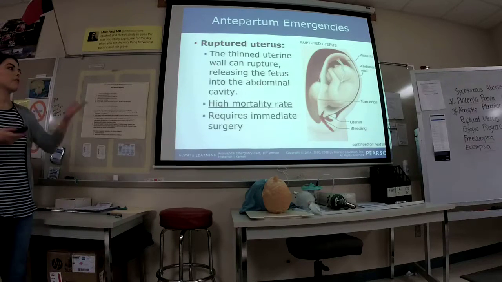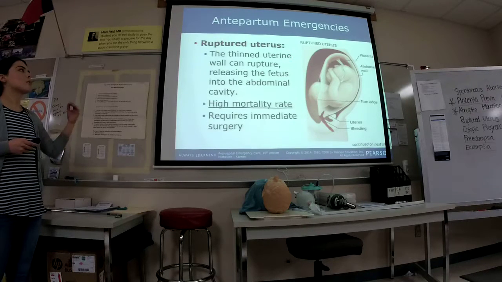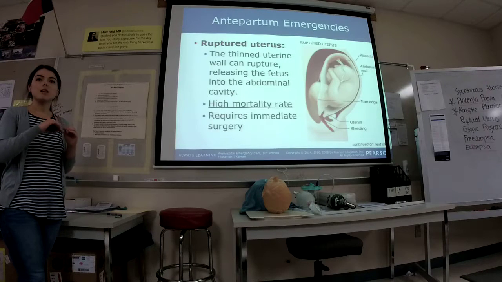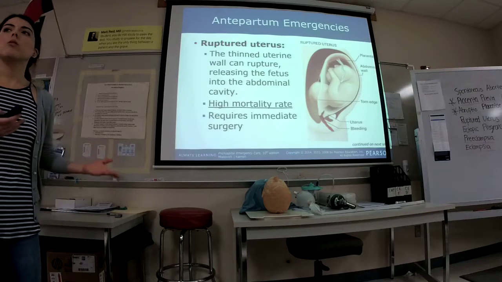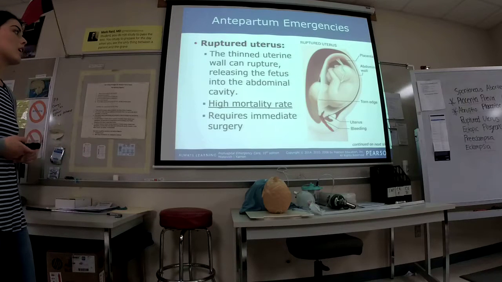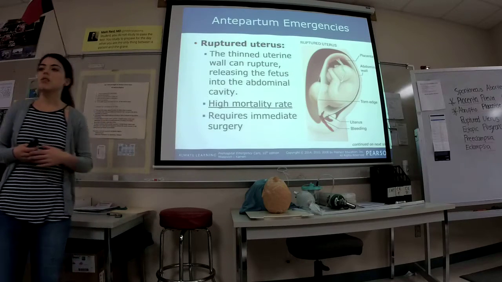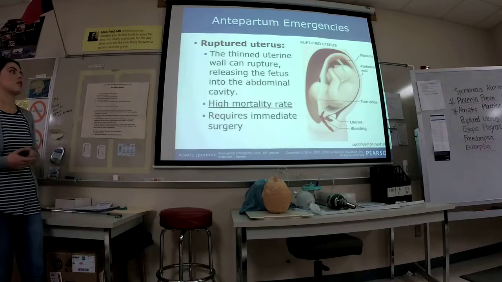A ruptured uterus is whenever the uterus ruptures, obviously. The uterine wall is thin, so like we said before, we could easily poke it. This is usually caused by trauma, so just know that this could be a reason for excessive bleeding. Also know that this has a high mortality rate, requires immediate surgery, and like we said, is caused by trauma.